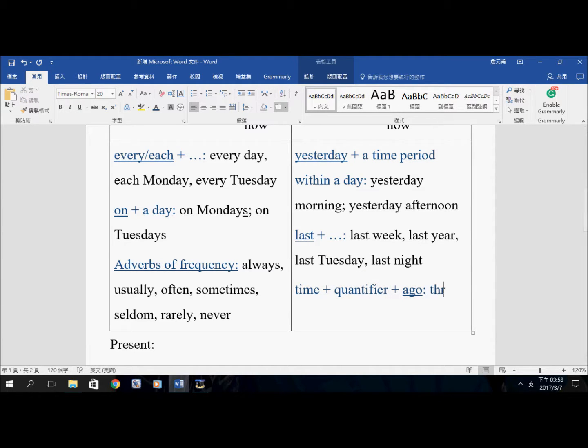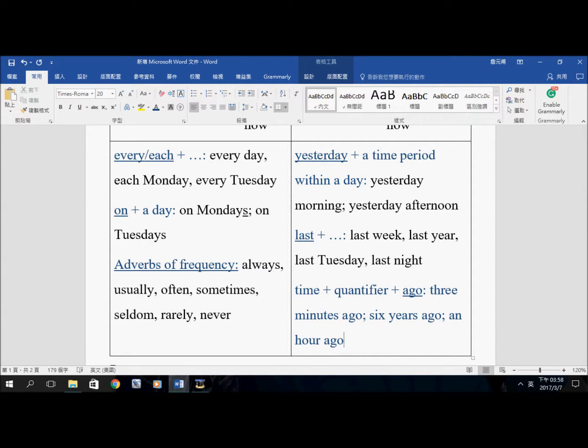The final one is time with a quantifier and ago. There are like 3 minutes ago. As you can see that this is a number, a time quantifier, and ago. 3 minutes ago, and then maybe 6 years ago, or maybe an hour ago. So you can see a number, a time quantifier, and ago. So these are the time markers that we use with the past tense. And as you can see, they are all time markers of the past. Yesterday, last, or time plus a quantifier with ago.